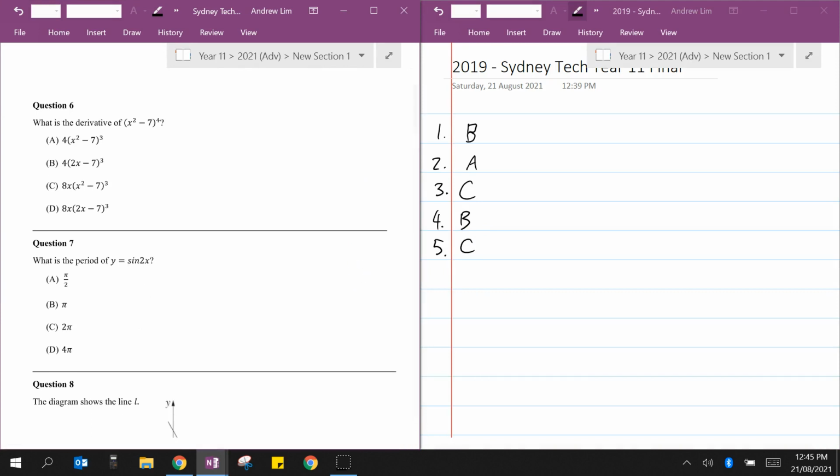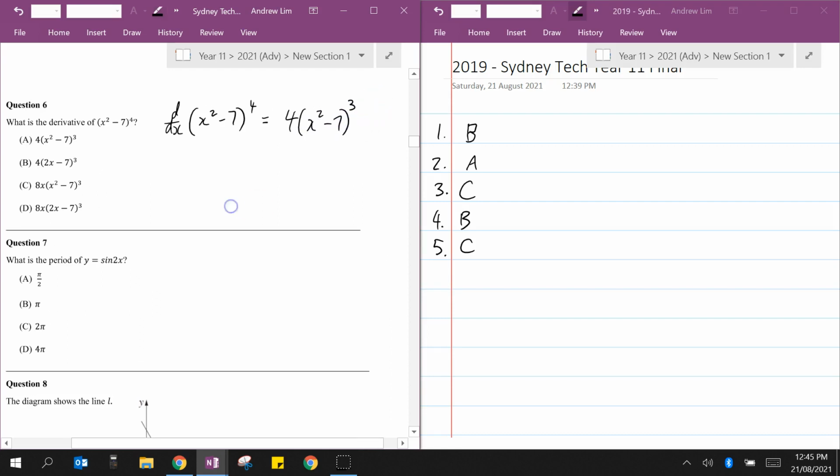Question 6. What is the derivative of x squared minus 7 to the power 4? So if we want to differentiate this, we bring down the power, we write down everything the same. Bring down the power by 1, but we need to times it by the derivative of what's inside the brackets. When we differentiate that, we get 2x. Okay, so this is the chain rule. So 8x bracket x squared minus 7 cubed. C.